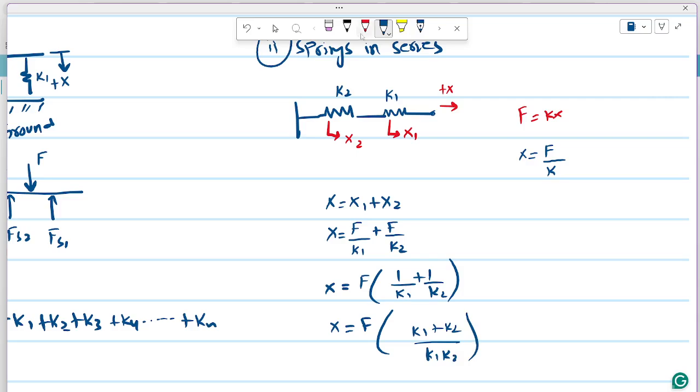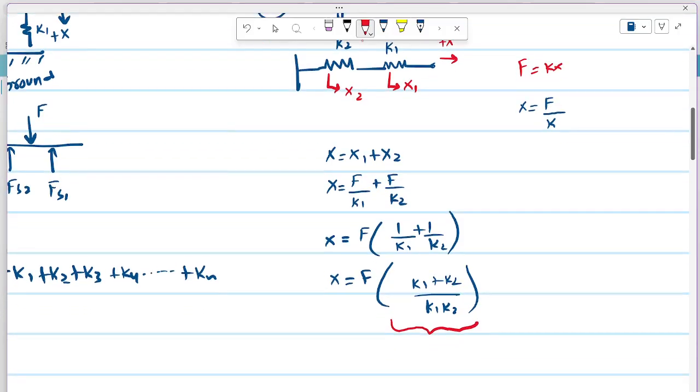So that is the equivalent spring stiffness for the series. From here we know if the springs are connected in series, the equivalent stiffness will be equal to 1 over k1 plus 1 over k2 plus 1 over k3, and so on until 1 over kn.